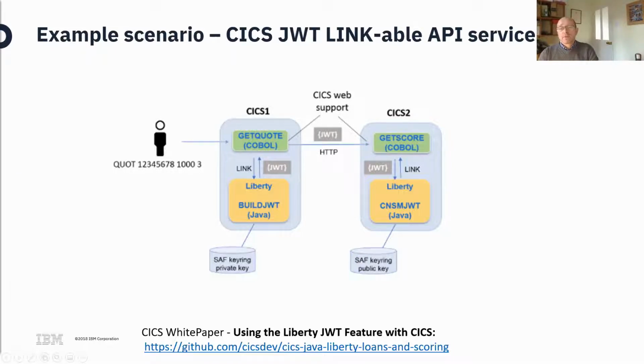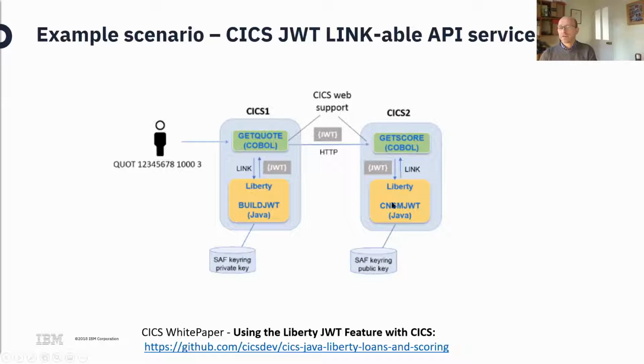getQuote can be driven by a 3270 terminal, a user, and that can then do a link to a Java program called build.jwt, which can build a JWT. It's just a linkable service, and that obviously could be deployed anywhere in your CICSplex because the link could be dynamically routed to any Liberty JVM. So that builds a JWT, returns it, the COBOL program consumes it, and flows it across in the HTTP header. The target of the link, getScore, then parses the header and extracts the JWT.